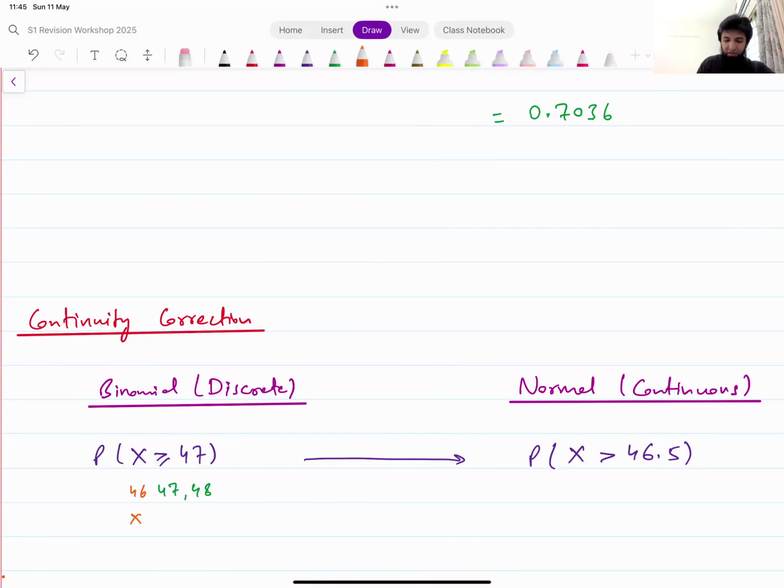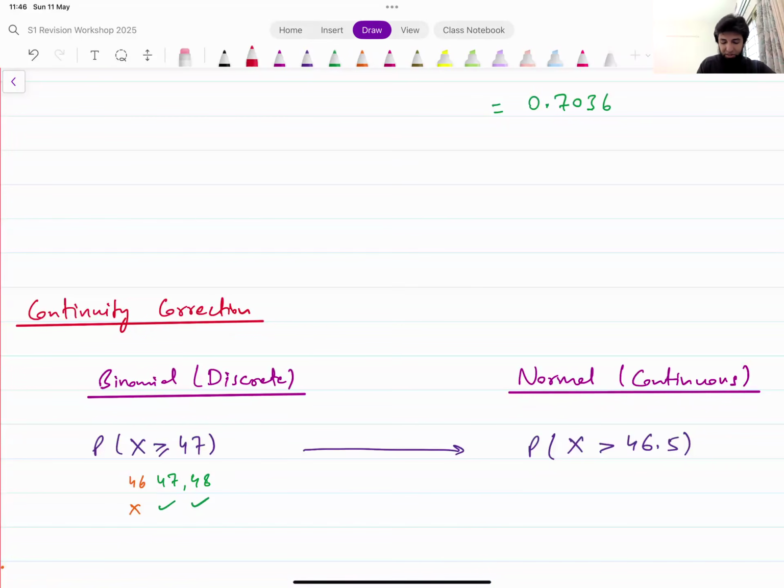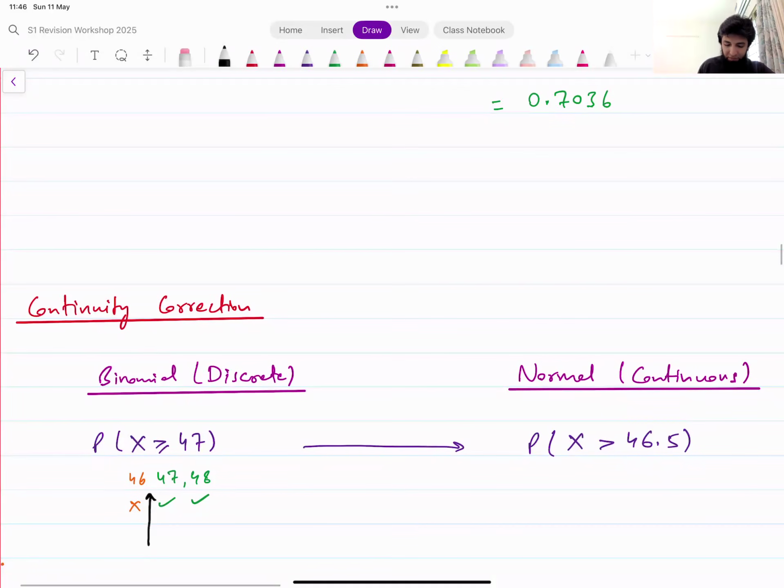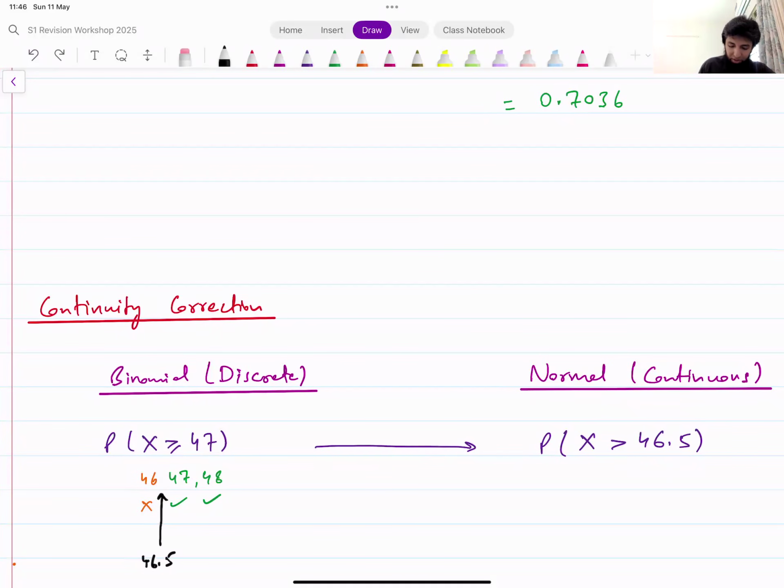No, 46 does not satisfy the condition. Does 47 satisfy the condition? Yes. 48, yes. Now, wherever the decision is changing, included and not included, between cross and tick, this is where you break. This is where you split these numbers, and in normal distribution we consider the midpoint of 46 and 47. So in normal, it will become greater than 46.5. The midpoint of those two numbers is 46.5. Now in normal distribution, it doesn't matter if you put the equal to sign there or not. We talked about that in the beginning. That does not matter, but we choose the midpoint of 46 and 47.